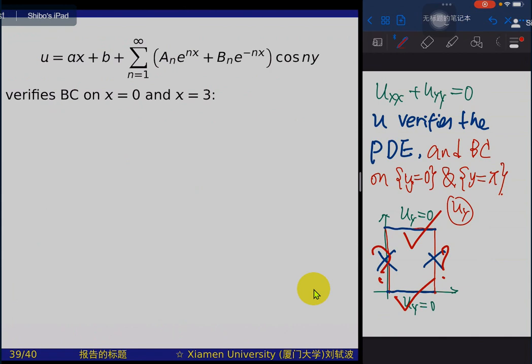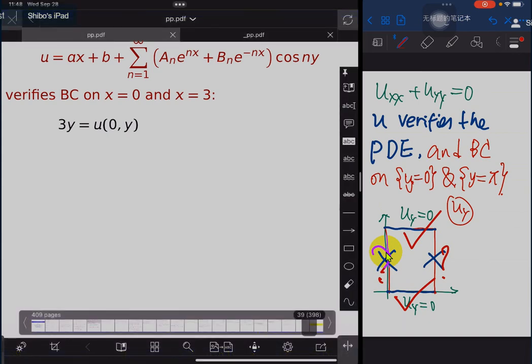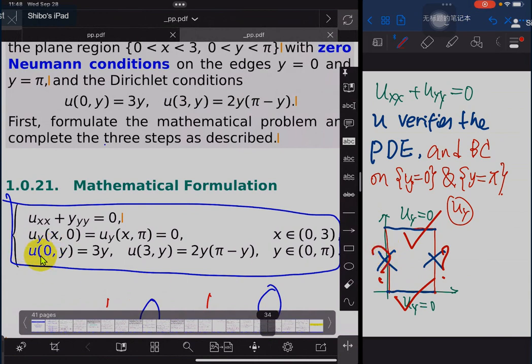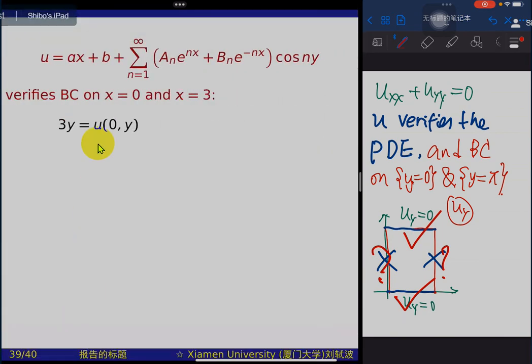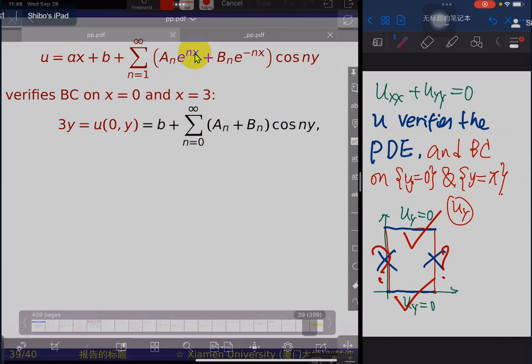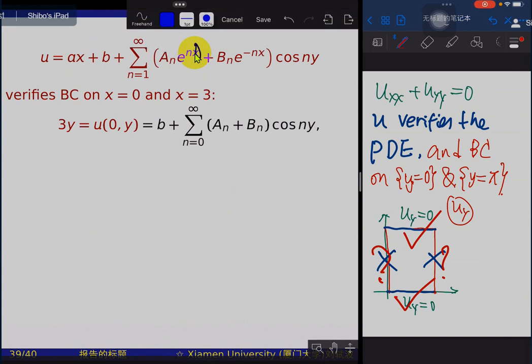Then we check whether this u satisfies the boundary condition at the left part of the boundary, that is when x equals 0. We just let x equal to 0. According to our boundary condition, u(0,y) is 3y. But by the expression for u given at the top of this page, setting x equal to 0, u(0,y) is simply b plus the sum of the series. In the series you should let x be 0, so the exponentials become 1, and the coefficient becomes A_n plus B_n. So 3y equals b plus the sum of cosine ny times the coefficient A_n plus B_n.